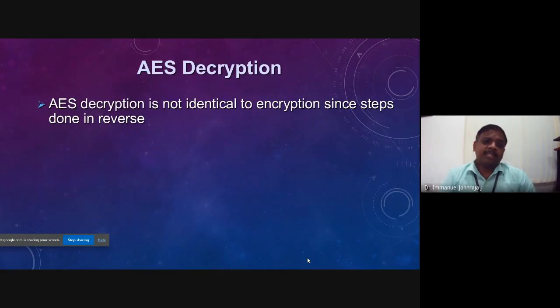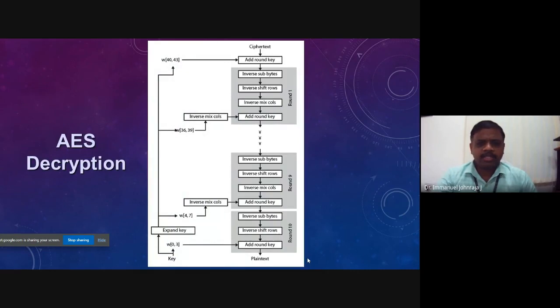Okay, what happens in the case of AES decryption? Decryption is not identical to encryption because the steps are done in reverse. But this is not true with DES. In DES, the decryption and encryption process is the same, and the key is scheduled in a reverse way. But in AES, exactly everything has to be done in the reverse way. All right, look at this.